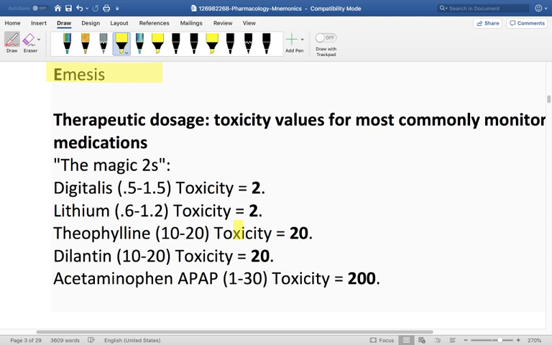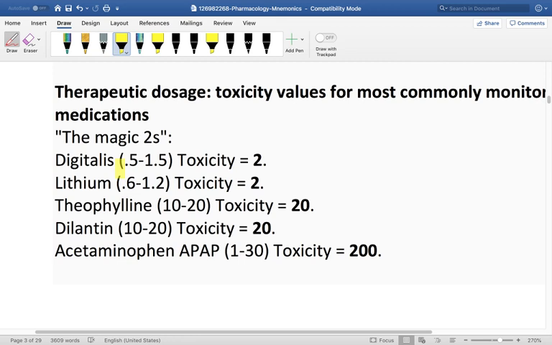Now comes the therapeutic dosage, and when do you get to toxicity? Tell me, doctor: digitalis 0.5 to 1.5, lithium 0.6 to 1.2, theophylline 10 to 20, phenytoin 10 to 20, acetaminophen 10 to 30. Please don't forget this magic number 2. Digitalis 0.5 to 1.5, toxicity is 2. Lithium 0.6 to 1.2, toxicity is 2. Theophylline 10 to 20, toxicity is 20. Phenytoin 10 to 20 is the serum level, toxicity is 20. And acetaminophen, 200 and above is the toxicity, is what you should remember.